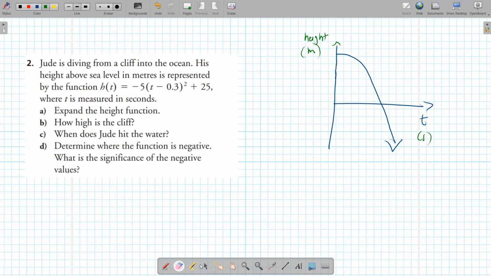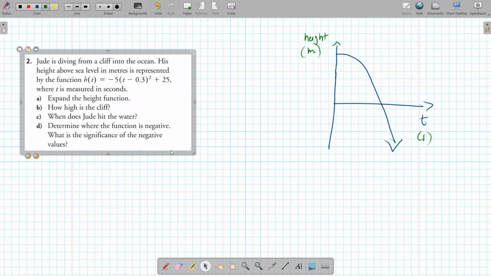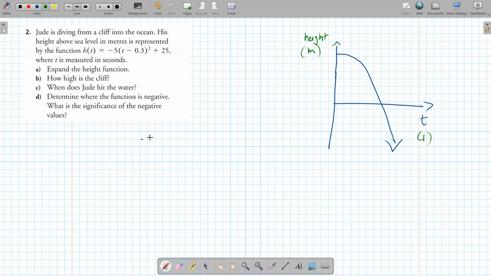Question A says expand the height function. That's just a fancy way of saying open the brackets, right? So we have -5 times t minus 0.3 squared. We need to open up the square element. How do we do that? We can just do this on the side, okay? Square just means it's being multiplied by itself. So like this. T minus 0.3 is being multiplied to t minus 0.3.